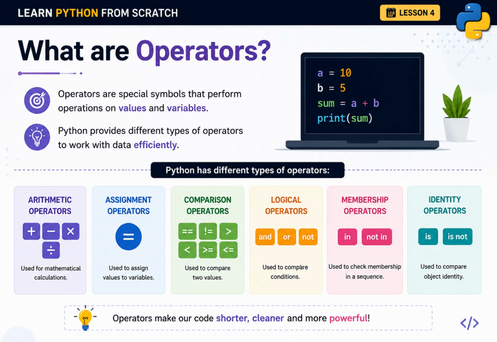The main types are arithmetic operators, assignment operators, comparison operators, and logical operators. And also membership operators and identity operators. There are different types of operators, but in this lesson, we will focus on the first four because they are the most commonly used.